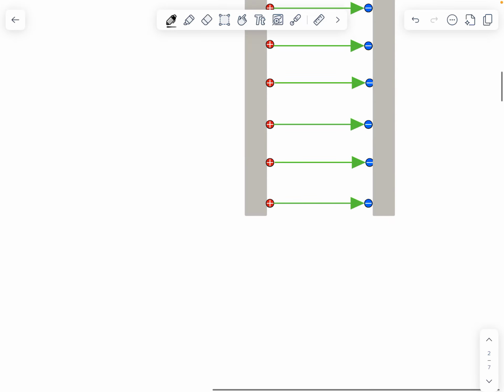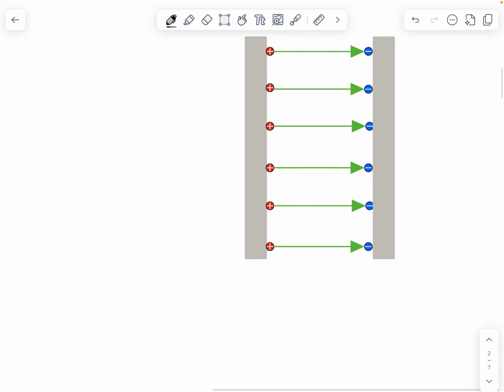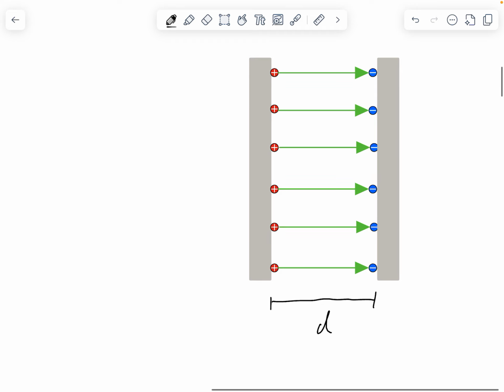Now, when we say change in position, if I go back to my plates here, what is that? Delta x. That's really just how far we go from one side of our plates to the other. We just call that d for distance. When we build the capacitor, one of the parameters that we can control is how far apart these plates are from one another, and that has an effect on the behavior.